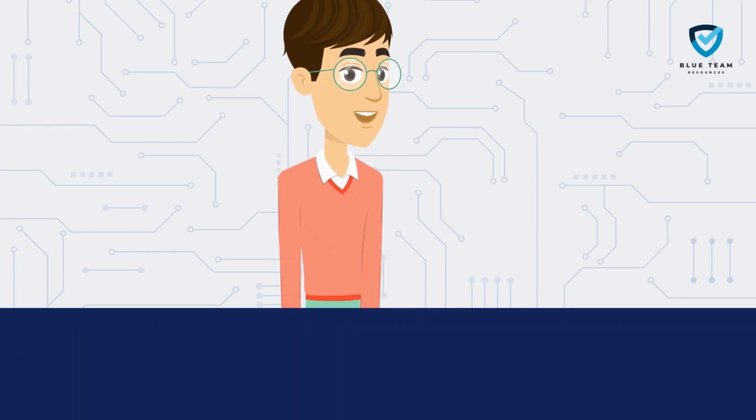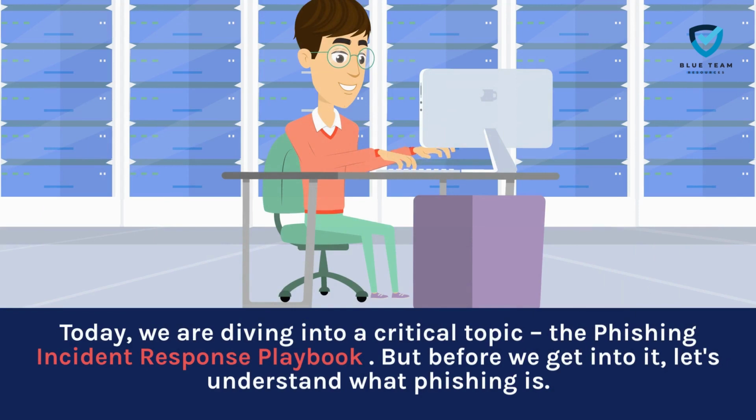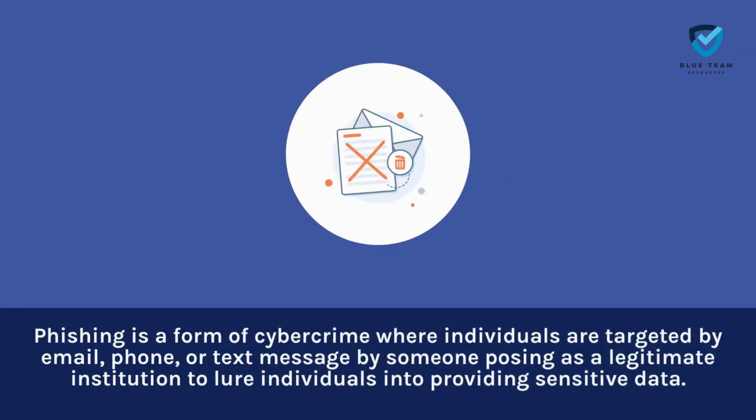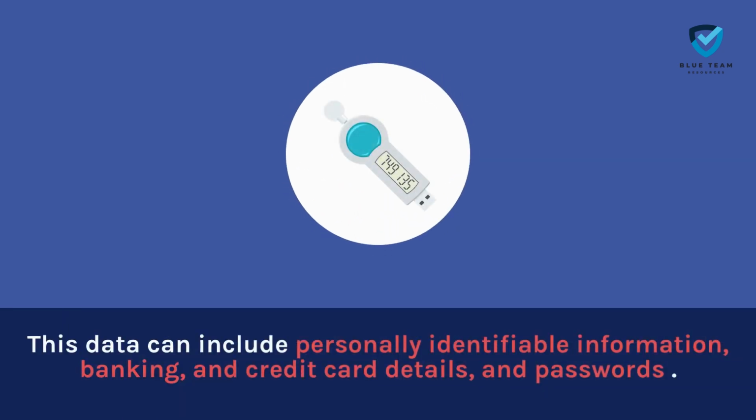Today, we are diving into a critical topic, the Phishing Incident Response Playbook. But before we get into it, let's understand what phishing is. Phishing is a form of cybercrime where individuals are targeted by email, phone, or text message by someone posing as a legitimate institution to lure individuals into providing sensitive data. This data can include personally identifiable information, banking and credit card details, and passwords.